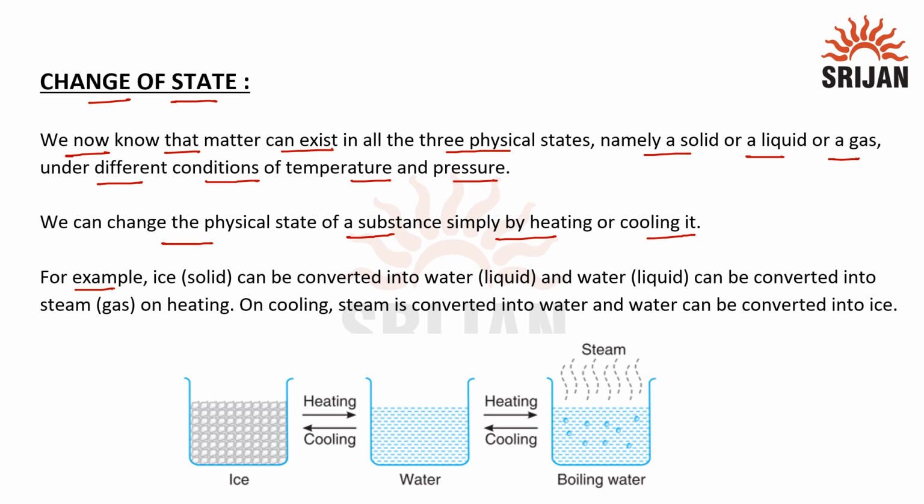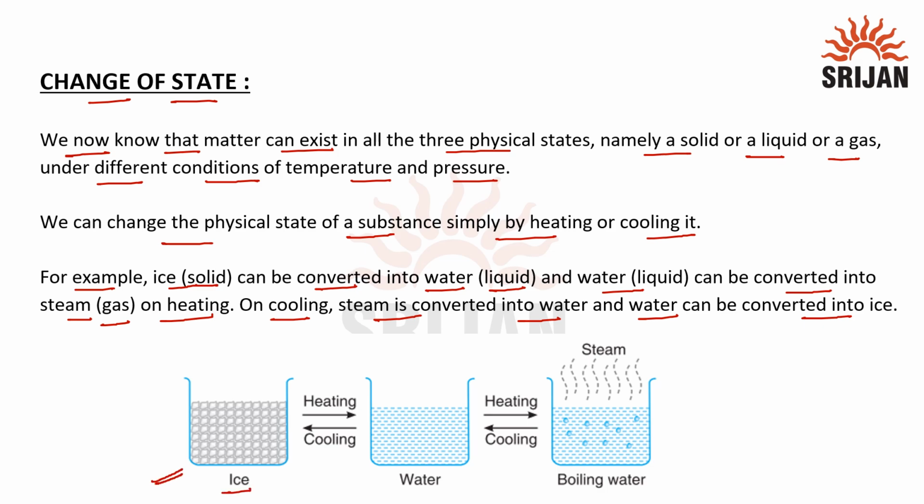For example, ice, that is solid state, can be converted into water, that is liquid state, and this water which is in liquid state can be converted into steam, that is gaseous state, on heating. Now, if we reverse the process, on cooling, steam can be converted into water and water can be converted back into ice. Here we have the diagrammatic representation.